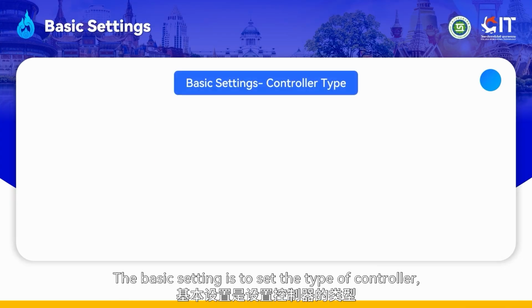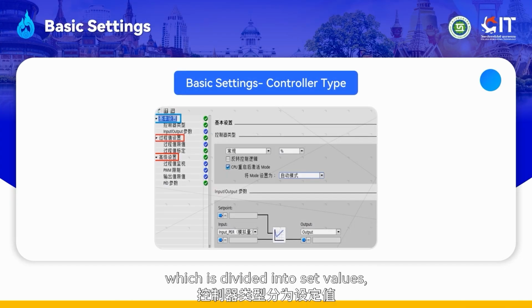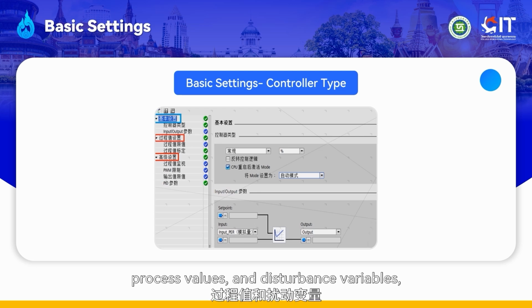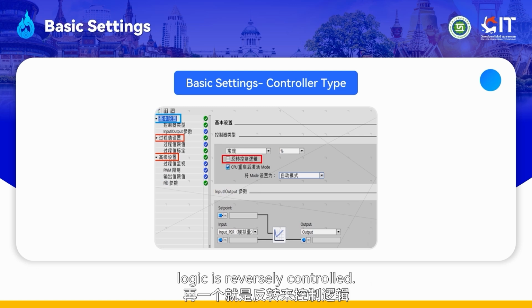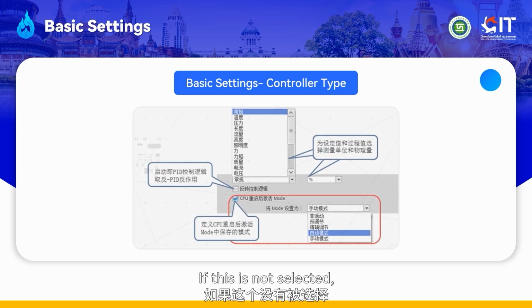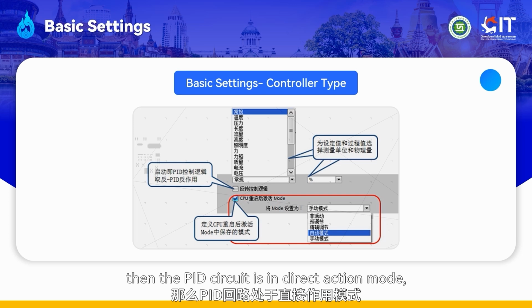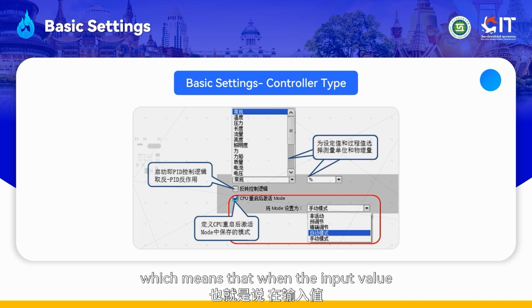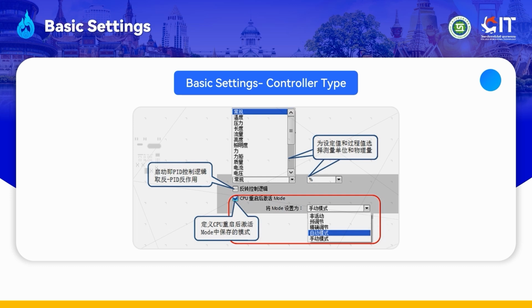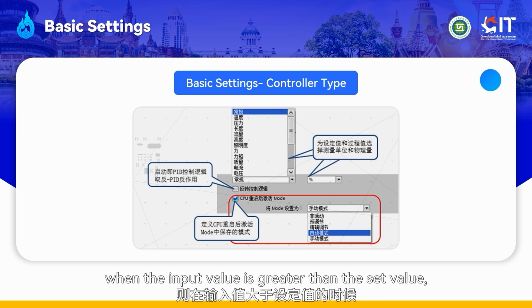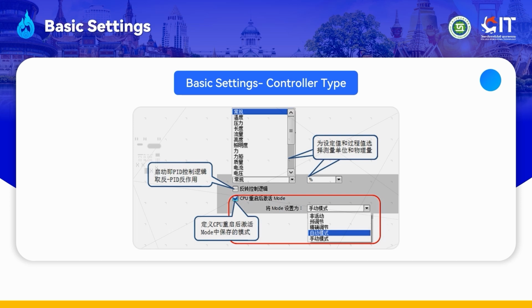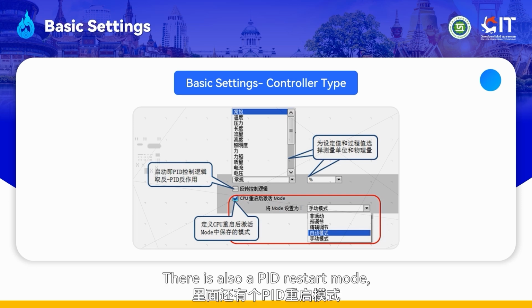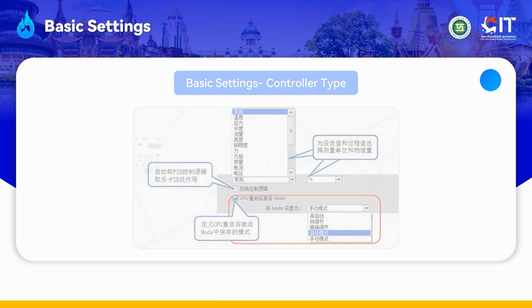The basic setting is to set the type of controller, which is divided into set values, process values, and disturbance variables, and select physical quantities and measurement units. Logic is reversely controlled. If this is not selected, then the PID circuit is in direct action mode, which means that when the input value is less than the set value, the PID output will increase. If this option is selected, when the input value is greater than the set value, the output of the PID circuit will increase. There is also a PID restart mode, which needs to be selected sometimes.